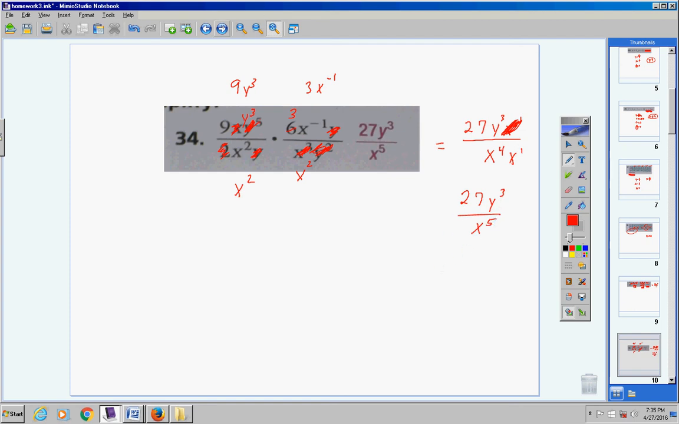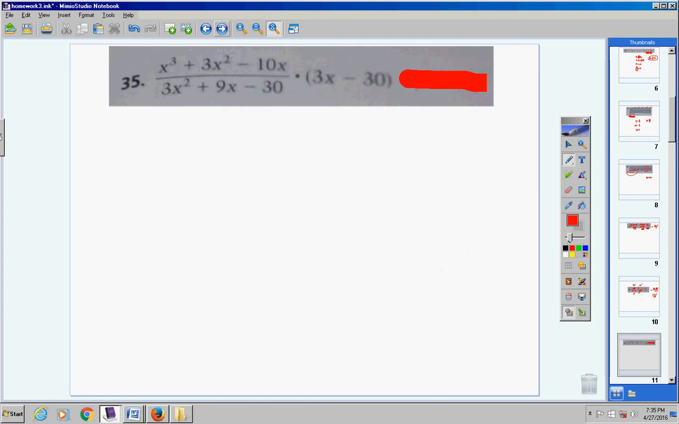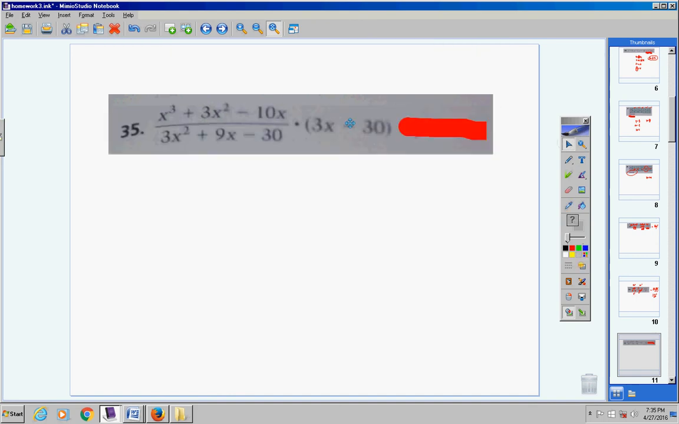Number 35. Okay, now we're getting into some problems where we can factor a little bit. So let's go through and factor all that we can factor. Let's slide this down just a little bit so we can work above it and below it. Okay, let's factor this first: x cubed plus 3x squared minus 10x. First you can pull an x out and you're left with x squared plus 3x minus 10. So I pulled an x out.